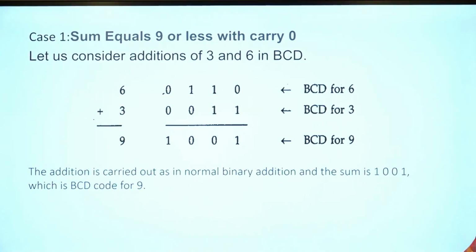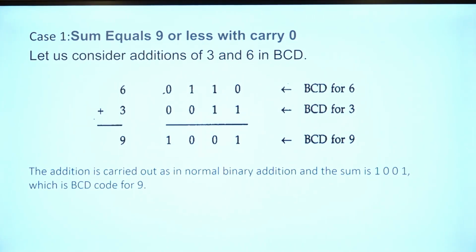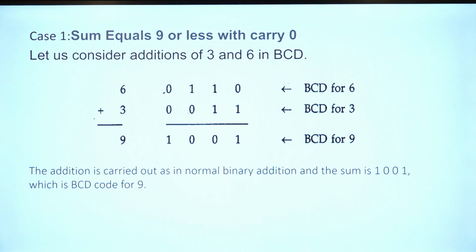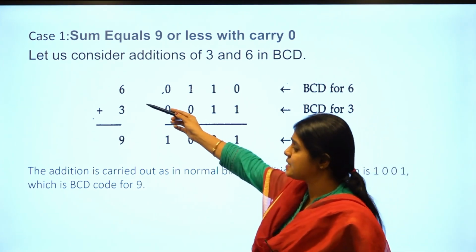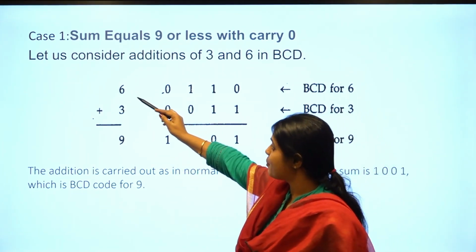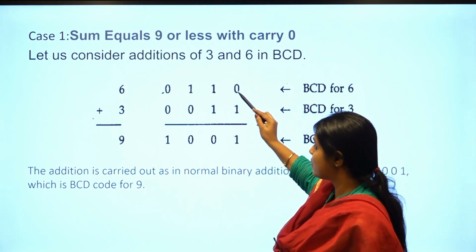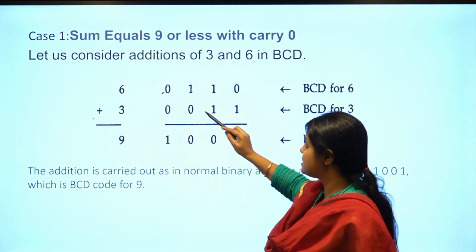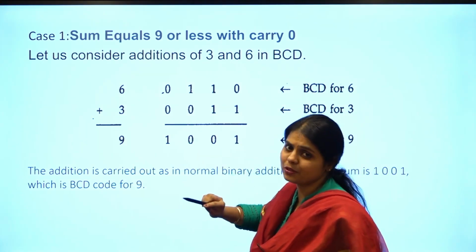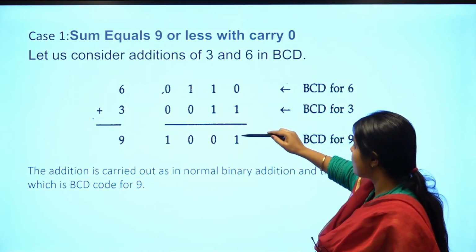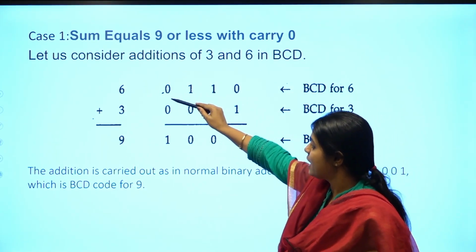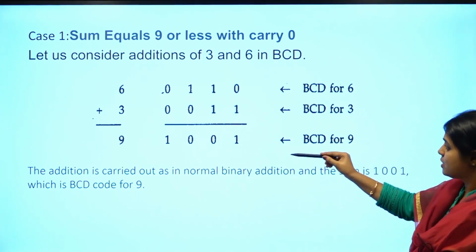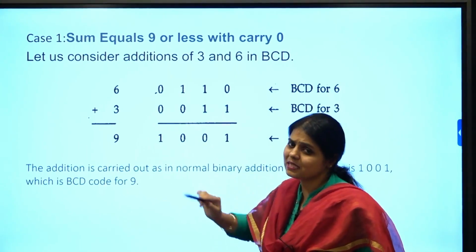Now let us consider three cases, or three examples, for discussing the decimal adder. The first case is where the sum is 9 or less, with carry equal to 0. Let us take an example of adding 6 and 3. First I represent 6 in binary, which is 0110. Now I represent 3 in binary, 0011. Now I add the numbers. 0 plus 1 is 1, 1 plus 1 is 0 with carry 1, 1 plus 1 is 0 with carry 1, and here it is 1. The result is 1001, that is the BCD representation of 9.